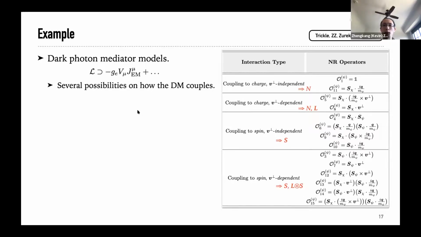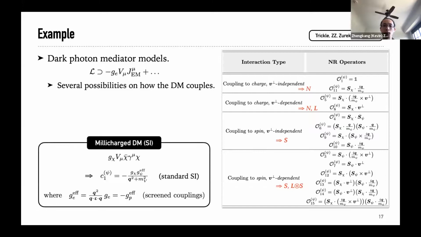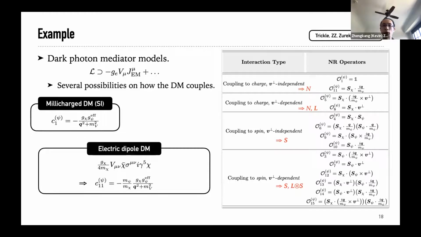The set of benchmark models that I'm going to focus on in this talk are dark photon mediator models. On the standard model side, we have the coupling to the electromagnetic current, which can happen via kinetic mixing. On the dark matter side, there are several possibilities. The minimal possibility is that the dark matter is charged under this dark photon. And in this case, we have the standard spin independent interaction, characterized by the operator O1. But there are more possibilities.